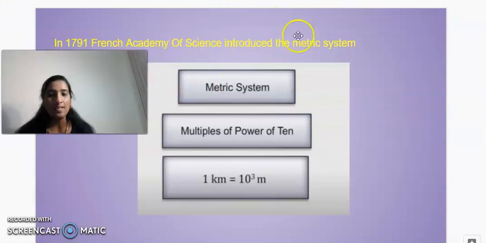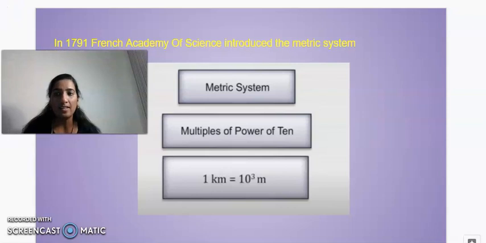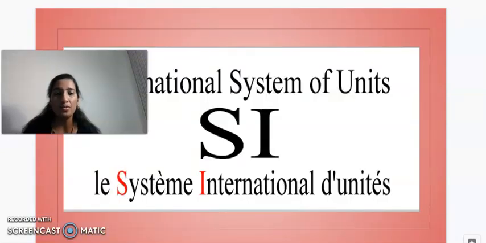In 1960, the metric system was improved at the General Conference of Weights and Measures. And this created the International System of Units, or the SI unit, which is the short form of Système International in French.